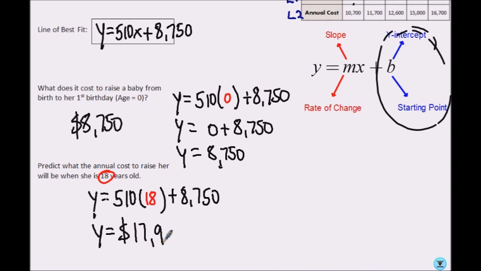Whew, that's expensive. $17,930. Go home and thank your parents tonight. $17,930. That's your price tag as an 18-year-old. Right. So what you want to do is go ahead and pause now and try 5.2 and 5.3.